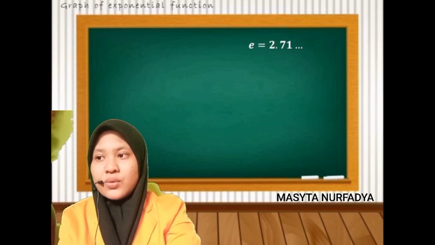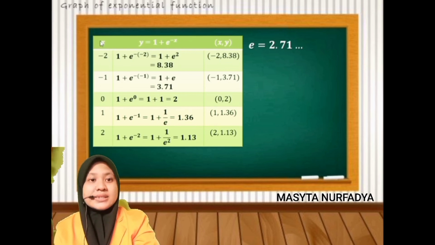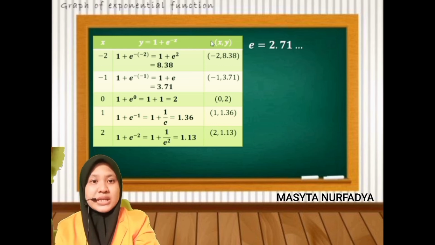Look, this is our table. The first column of the table is x as the input. The second column of the table is y equals 1 plus Euler to the power of minus x, where y is the output. The third column of the table is x, y as the ordered pairs. We use this for plotting on the coordinate plane. Let's see how to find the values of x, y.